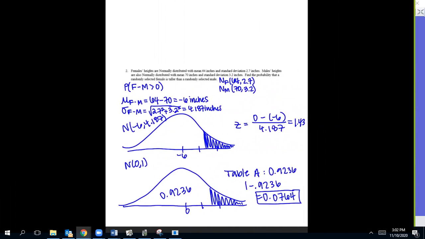All right, so here's how we did number 2. I did female minus male for female being taller than the male. And then you just have to make sure you do everything in that order, female minus male the whole time. The other people could do it male minus female and get the same answer. You just have to keep it consistent throughout the problem. And that's what you get.